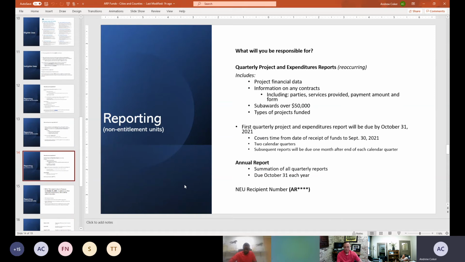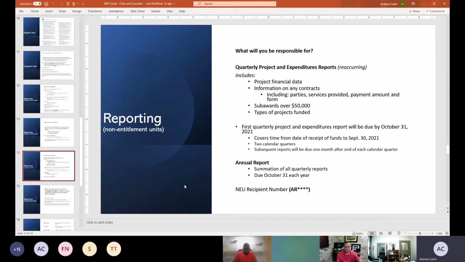With non-entitlement units, I know we have a lot of non-entitlement units on the call today, so we'll spend a little bit more time here. The process is somewhat similar and simpler, but it still requires some careful attention and due diligence. You will also be responsible for quarterly project and expenditures report, as well as the annual report that needs to be submitted on October 31st of each year.